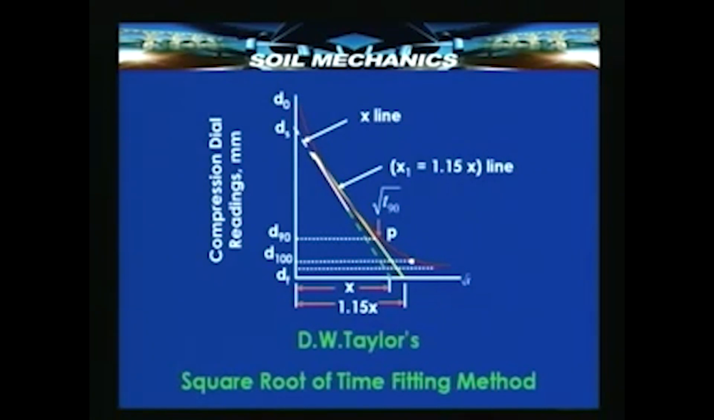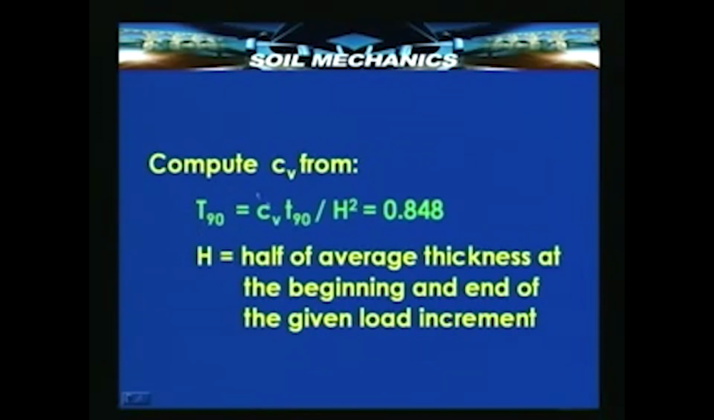In the first, the square root of time fitting method, we use the condition that the straight line starting from the 0 consolidation point and going tangentially to the curve of dial gauge reading versus root of time will have certain ordinates, and if we draw another line which has ordinates equal to 1.15 times x, then the point where it intersects this red line corresponds to d90 and root of t90, from which we can now calculate the value of CV by knowing that capital T90 equals 0.848.